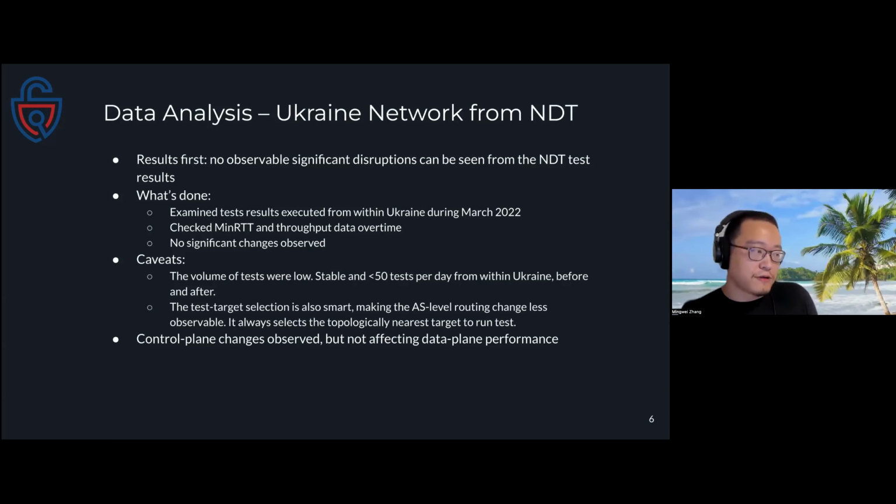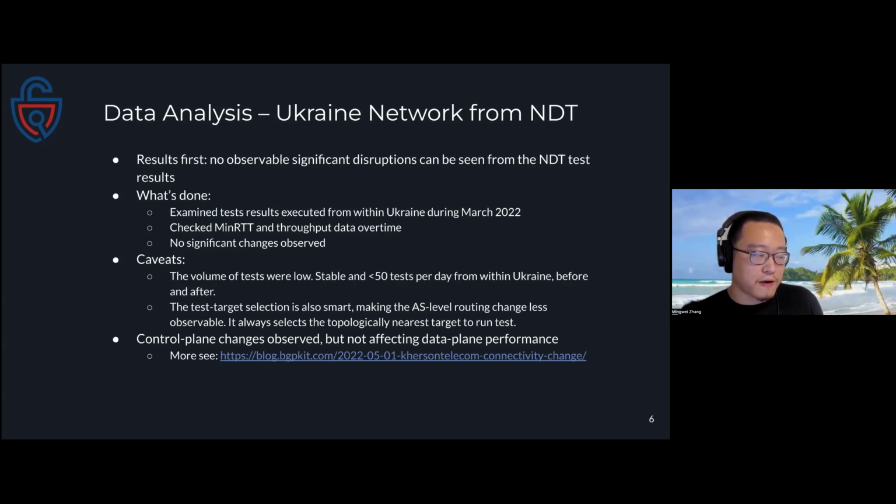There are some changes on the control plane side of things. As we can see, there are some blogs about that. Here's a link about the one that I saw, and the community also saw it later this year. I think it's May 1st, that one of the Ukrainian networks switched the upstream to a Russian network. And although after the switch the connection stays up, there are no significant speed changes on that.